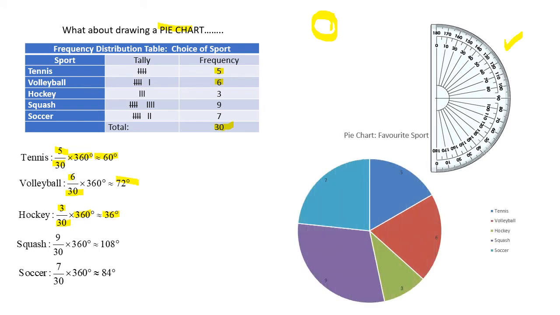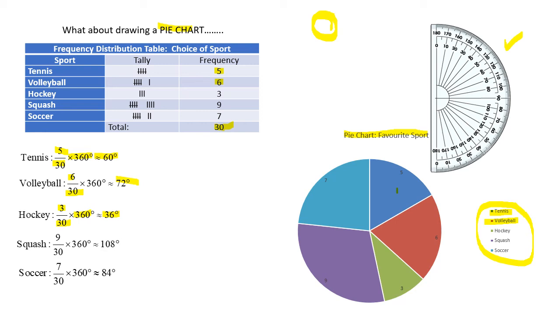Now, how do I go about representing this? Very simple. This is what a pie chart should look like. Firstly, don't forget the title. On this side here, I have each color represented by a specific sport. So tennis is this one. Volleyball is represented by the next color, and on and on. But you don't have to have this key. You can simply go ahead and write it in the pie chart.